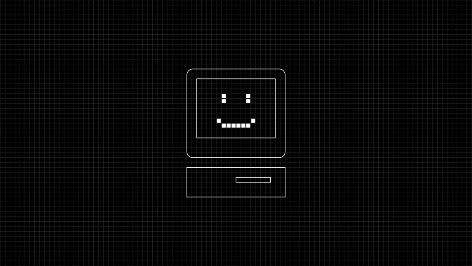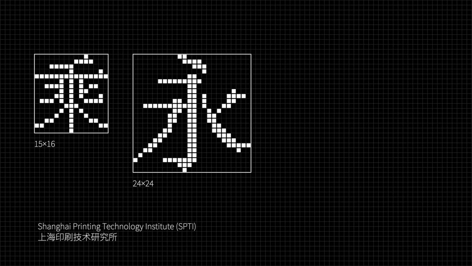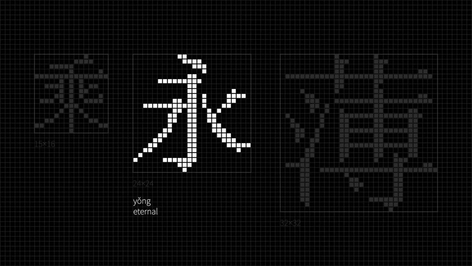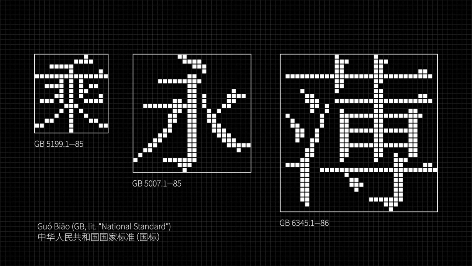Bitmap fonts played an important role in China's entry into the digital era. In the 80s, Shanghai Printing Technology Institute, SPTI, designed the first sets of Chinese bitmap fonts in 15x16, 24x24, and 32x32. Beautifully reproducing the traditional Song style, these fonts are based on the Song T No. 2 typeface, which was also a product of SPTI just earlier. They were not just tracing the typeface using grids. Instead, all the pixels were delicately arranged in the grids to form the bars and curves of the Song style. These fonts were released in 1985 to 1986 as China's national standard, Guobiao, and remain popular ever since.